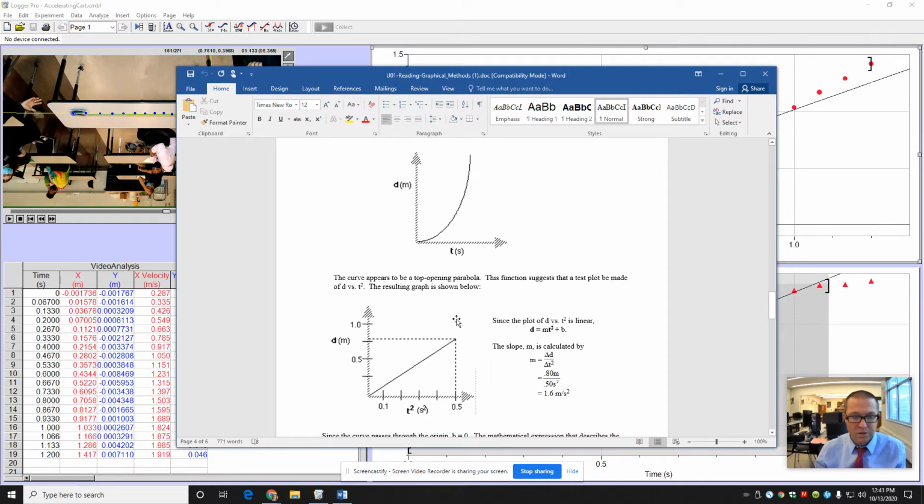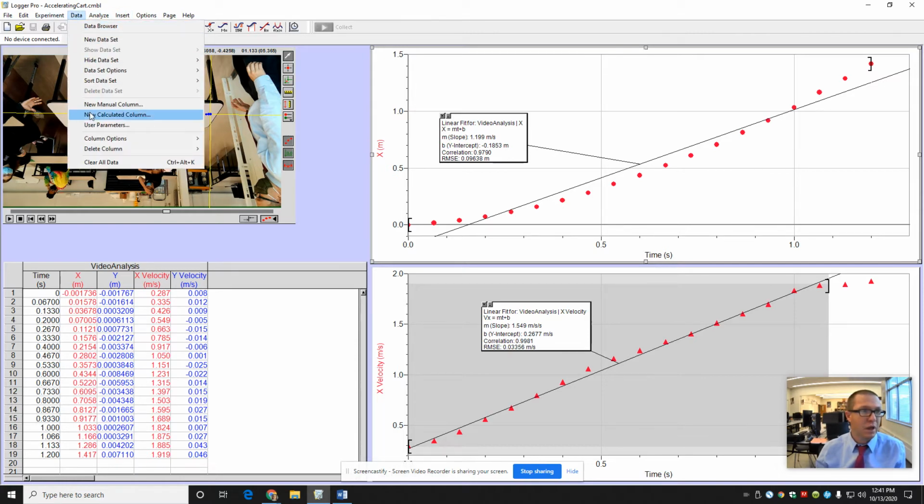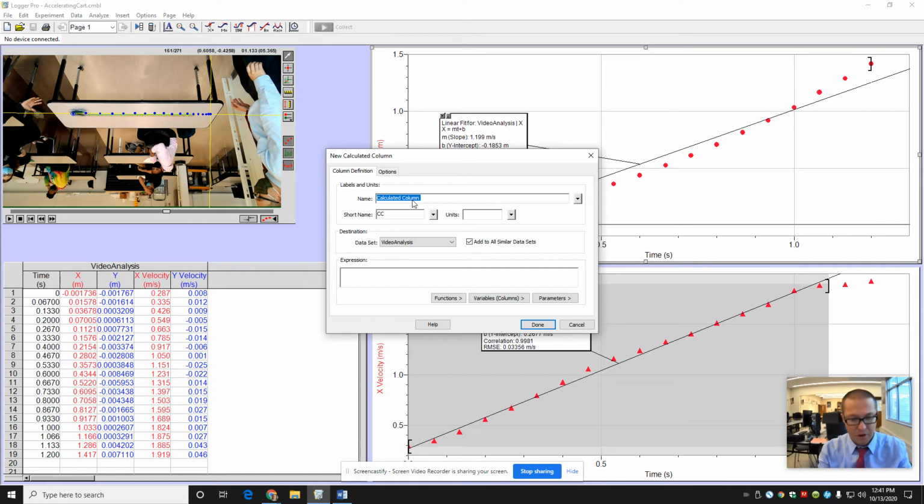So how do we actually do this? Well, I know I have to square t, so if I square the time of all these data points, I should end up with a straight line. Now you might say, okay, let me just square all these and make a new column. Well, the computer can do it for you. You go Data, New Calculated Column. I'm going to call it time squared. The short name is t squared. You click this arrow, you can get a superscript. Superscript means it goes upstairs. And the units are seconds squared.